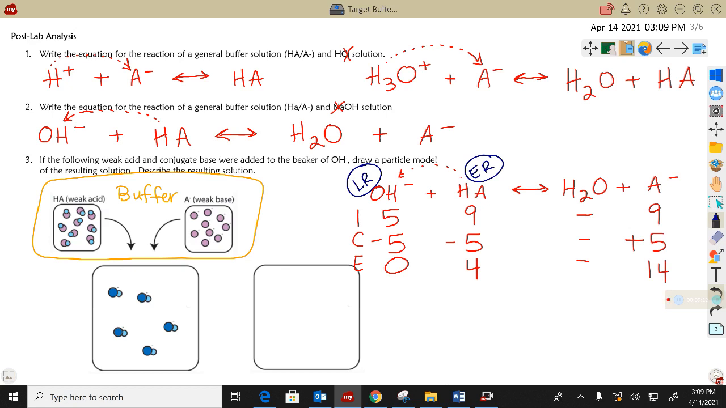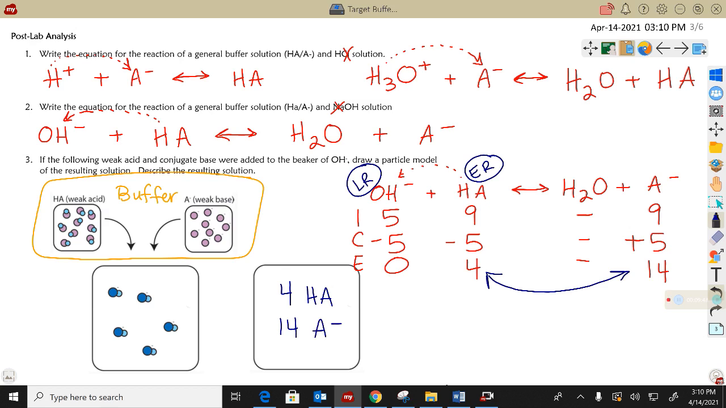Fantastic. Well, now if you want to draw all these particles, go crazy. It says draw a particle model, but I think I might just write it. So instead of drawing 14 A minus, I'm just going to write in here what's left as this reaction occurs. We'd have 4 of the HA, and we'd have 14 A minus. Draw them if your little heart desires.